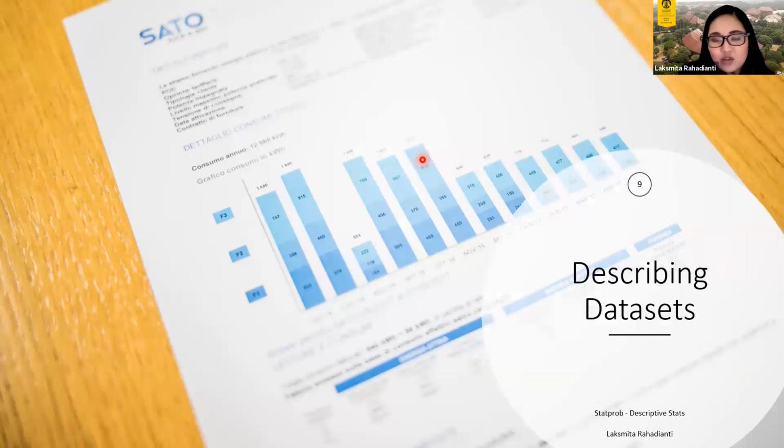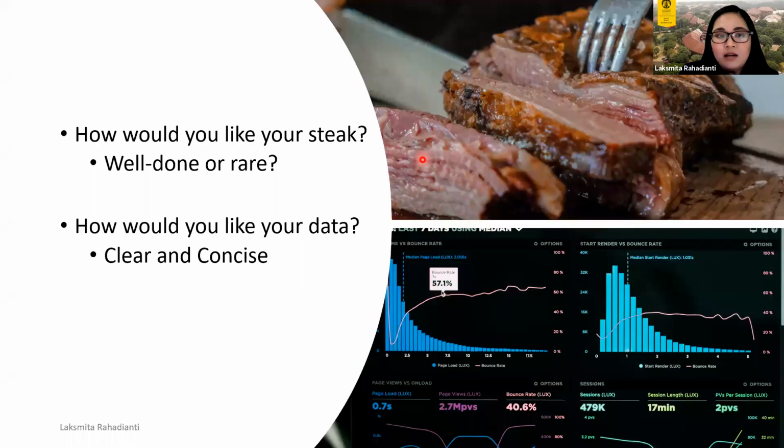The first one is describing a data set. When I talk about data sets, I want to be able to present it such that it is understandable for anyone that looks into my data. Why? Because we need to ensure reliability as well as repeatability. So when I say, how would you like your steak? You could say that you would like it well done or rare, I don't know. But when I ask you, how would you like your data? The best way to do it is to give your data clearly and concisely.